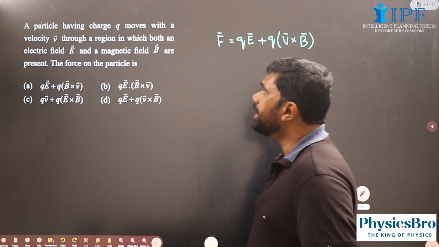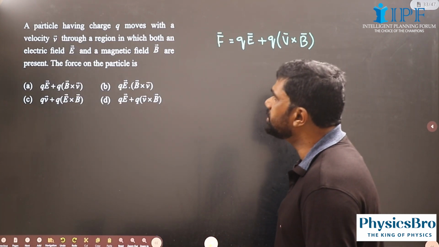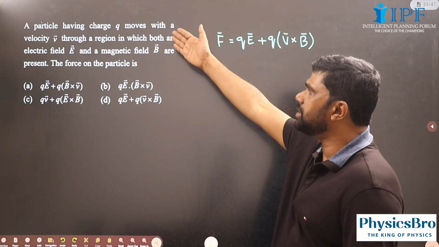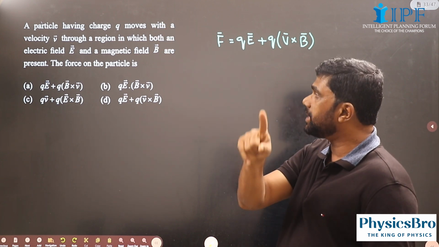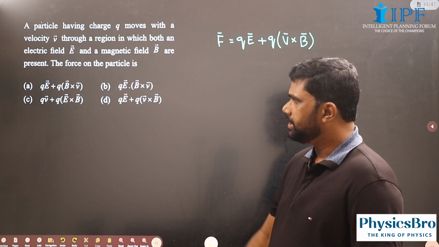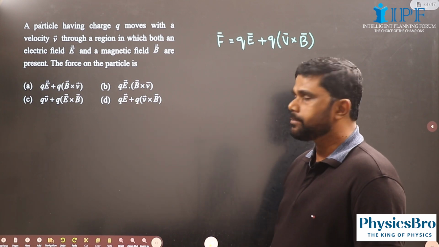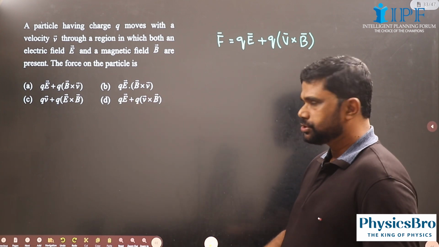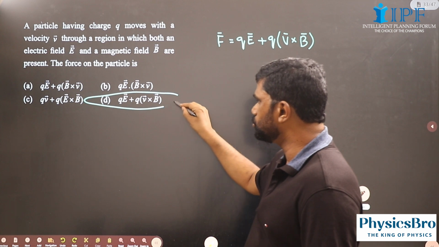Now a particle having charge q moves with velocity v through a region in which both an electric field capital E and a magnetic field capital B are present. The force on the particle is, electric force is QE and magnetic force is QV cross B. So this will be the resultant force.